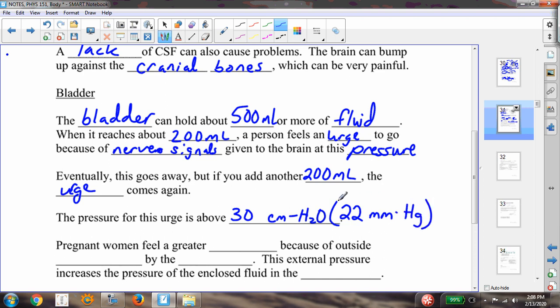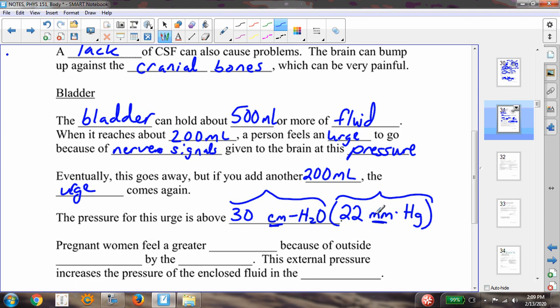So notice that this column of mercury describing the pressure is a lot less than the column of water. It's not just 22 or 30. Notice the units are a lot different. A centimeter is a lot bigger, 10 times as big as a millimeter. So this would really be 300 millimeters compared to 22 millimeters. Anyway, you don't need to know that number. I'm just sort of pointing it out.